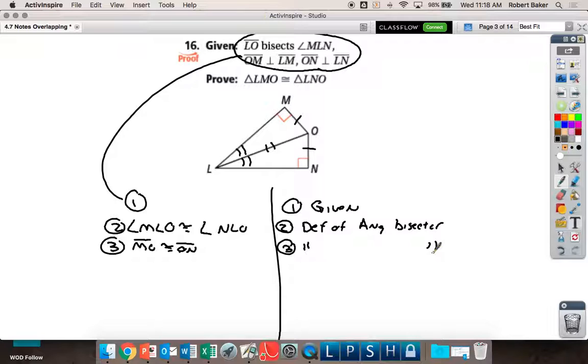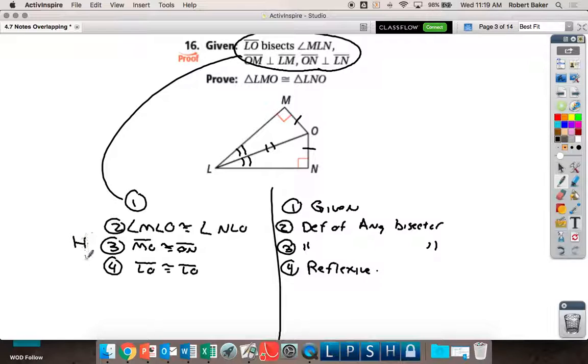Because of the definition of an angle bisector. That's what I put on my paper, and it is right, but you didn't know that, and I just told you it was right. So statement number 4 should be LO is congruent to LO. Class responds: Yes, reflexive property.